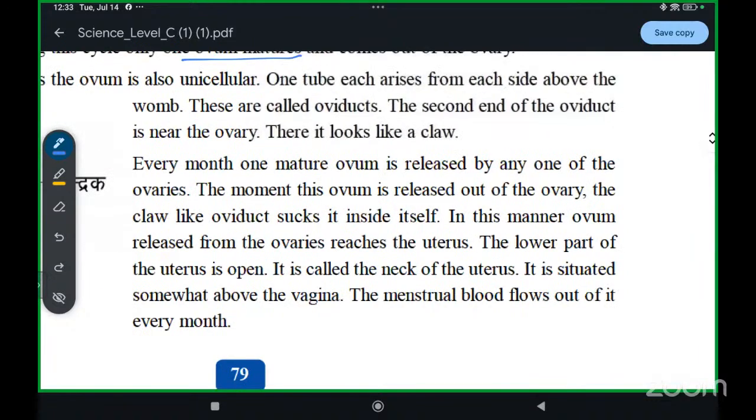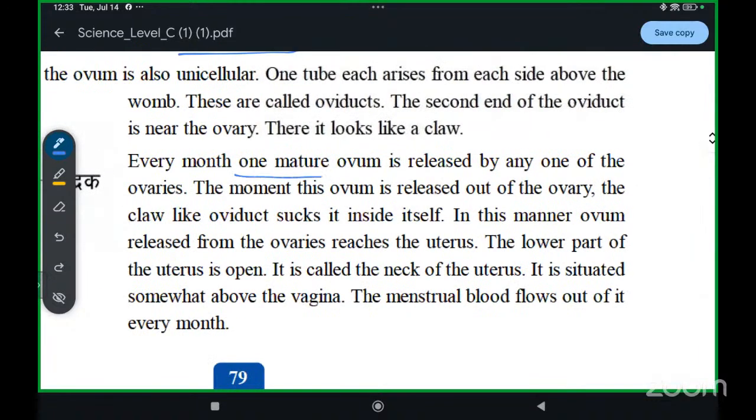Every month, one mature ovum is released by any one of the ovaries. The moment this ovum is released out of the ovary, the claw-like oviduct sucks it inside itself, means it enters this tube. In this manner, ovum is released from the ovaries. It reaches the uterus.